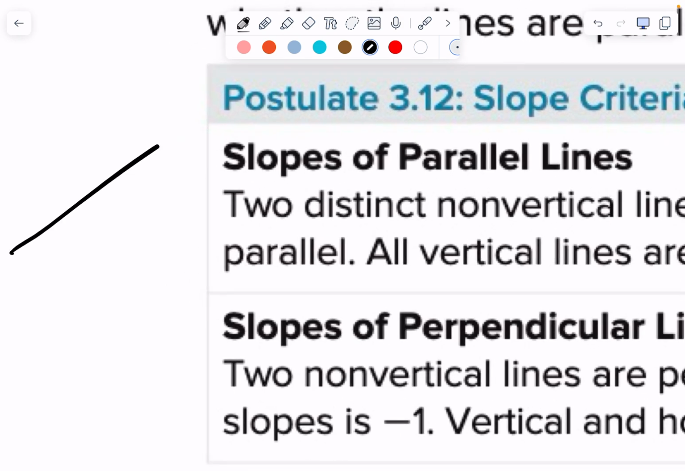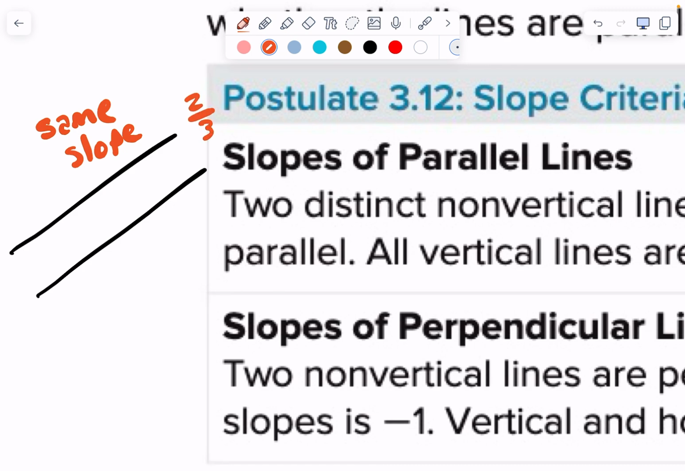Let's talk about parallel lines and perpendicular lines. Parallel lines look like this. Parallel lines, just like Jack just said, have the same slope, with a different b value, a different y-intercept. So if this one has a slope of 2/3, this one has a slope of 2/3. Otherwise, they will not be parallel. Parallel lines have the same slope.